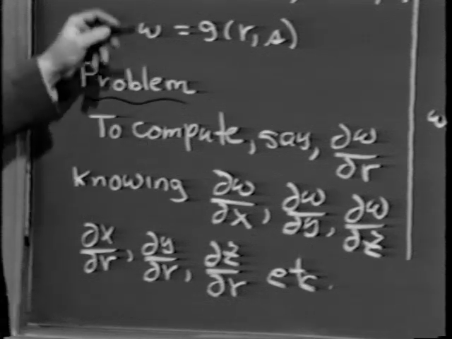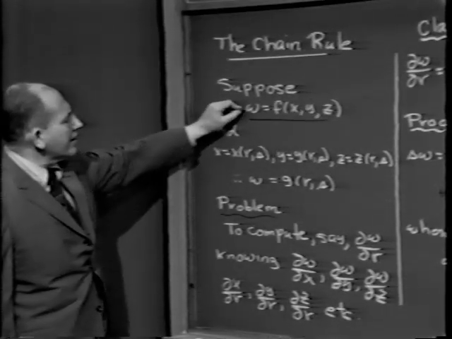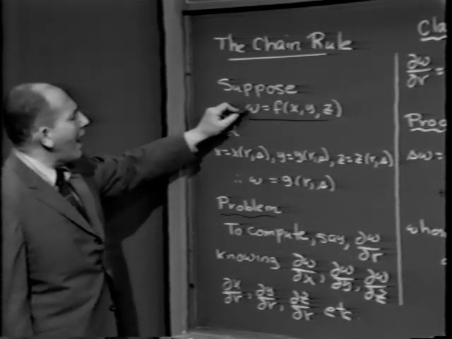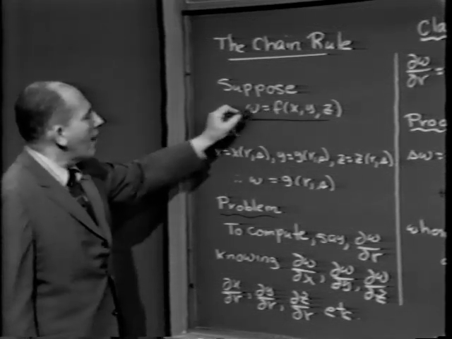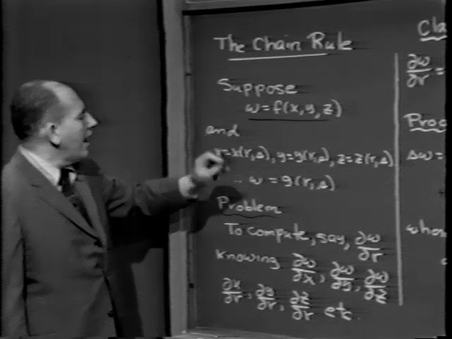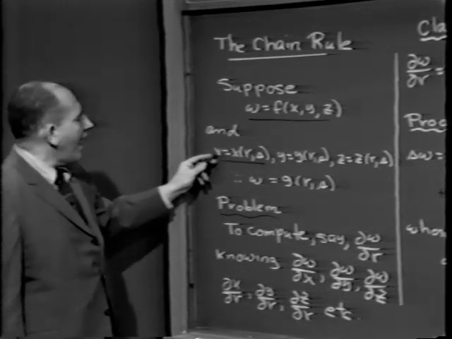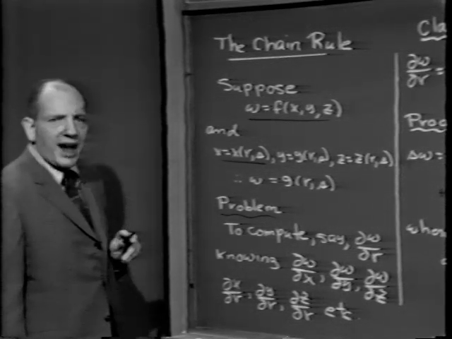What do I mean by that? Well, if you were to look just at this equation, what are the obvious partial derivatives to take? You say, well, we'll take the partial of w with respect to x, the partial of w with respect to y, and the partial of w with respect to z. And if you were to look at this equation, the natural thing to ask is, what is the partial of x with respect to r? What is the partial of x with respect to s?